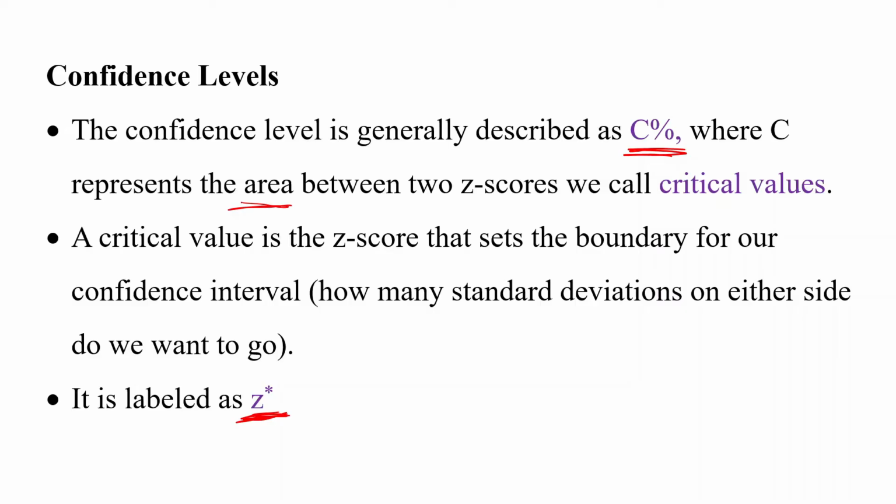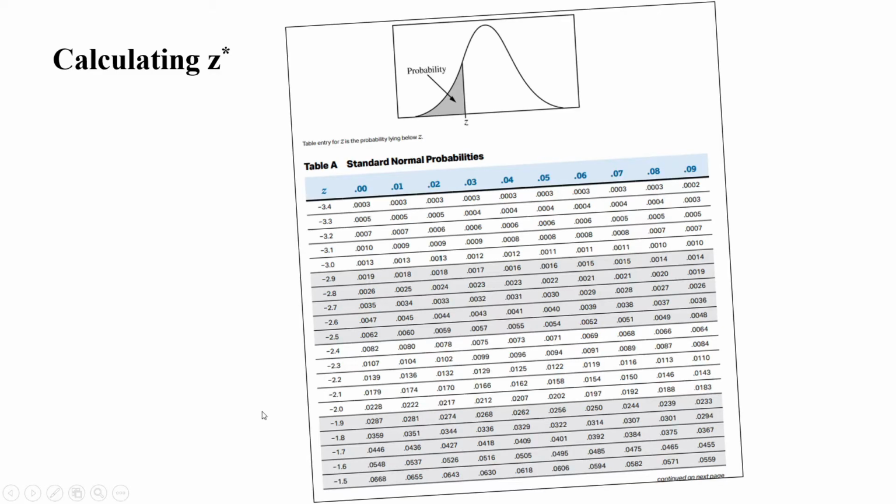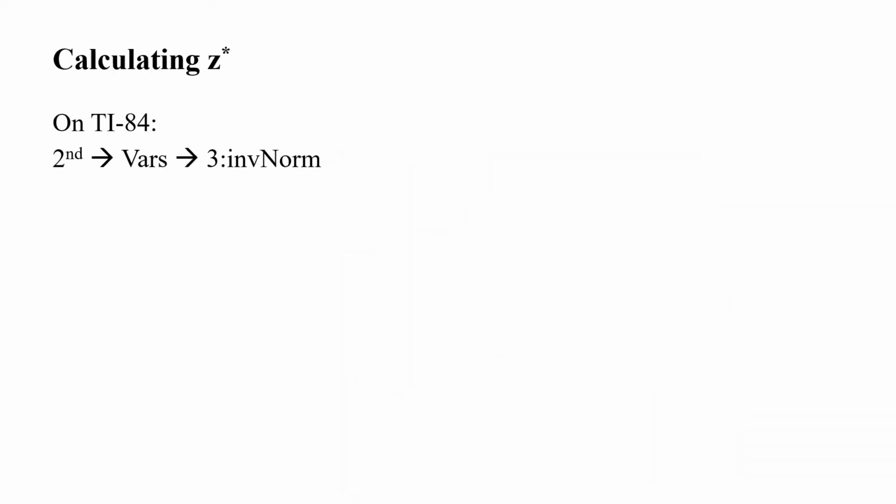Now, calculating z star. We used to use a table. In fact, on the AP exam for AP Statistics, you are still provided this table. If you want to know more about how to use the table, you can definitely look that up. The table is a bit outdated because we have technology in our hands that can calculate z star very easily. So I'm not going to talk about how to use the table in this video. I'm going to talk about how to use your graphing calculator.